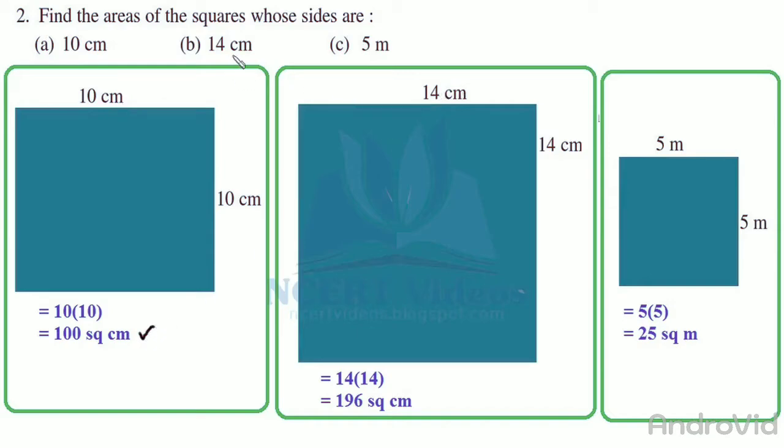Now here again centimeter, it is 14 into 14. It is equal to 196. When you multiply it, we get 196 square centimeter. Now 5 meter square we have. So 5 5s are 25 square meter. So this was your question number second.